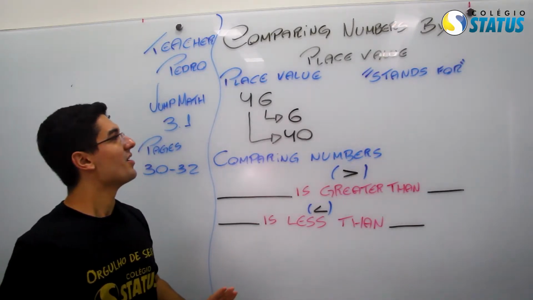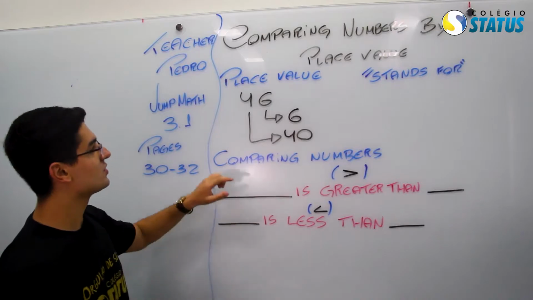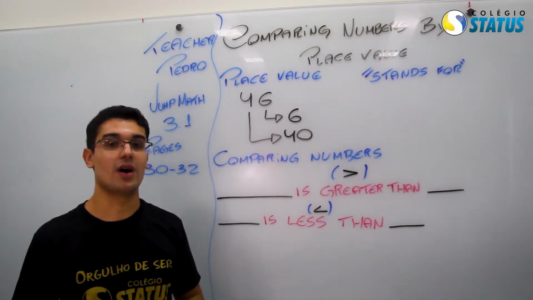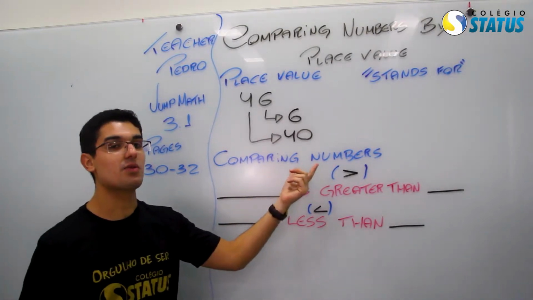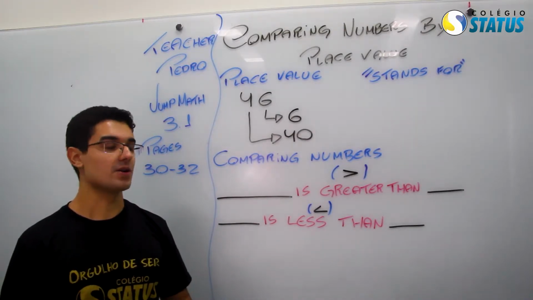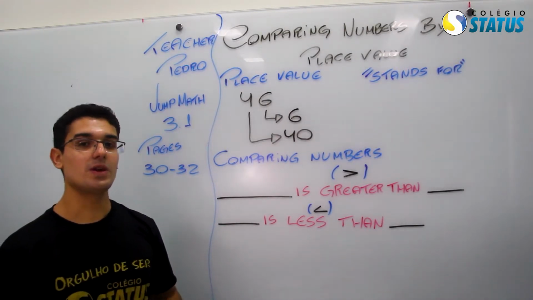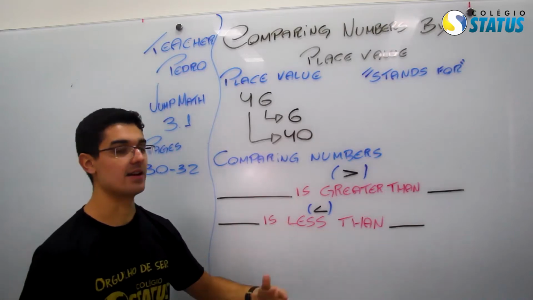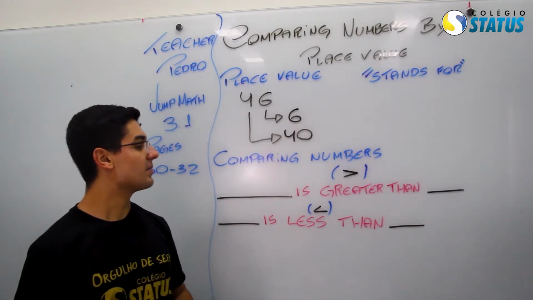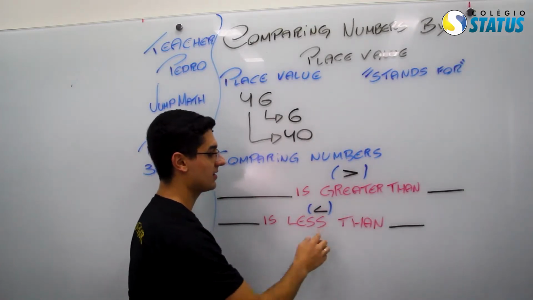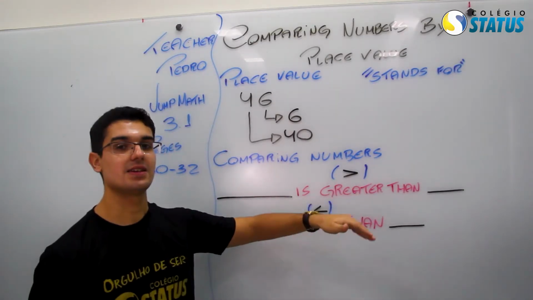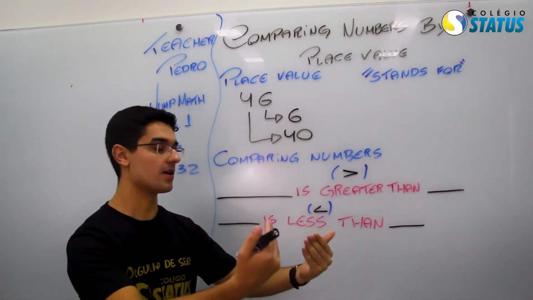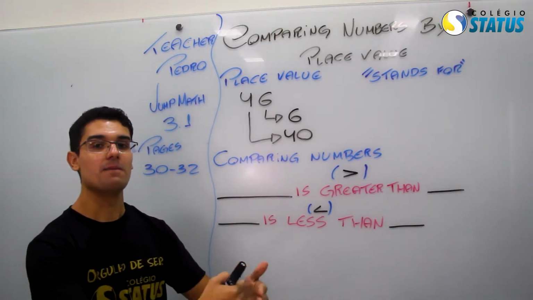Right? But today, we are not going to study place value. We are going to study comparing numbers by place value. A gente não vai estudar só notação posicional hoje. Nós vamos estudar comparação numérica, comparing numbers, okay? And for that, we need to know two expressions: is greater than and is less than. Para estudar comparação numérica, a gente precisa saber duas expressões: greater than and less than. Greater than significa maior que. Greater than, maior, greater. E less than significa menor.